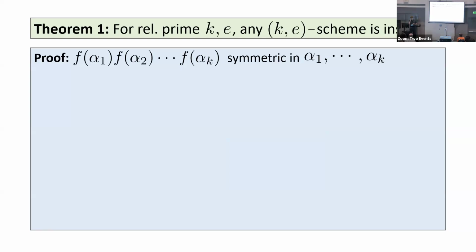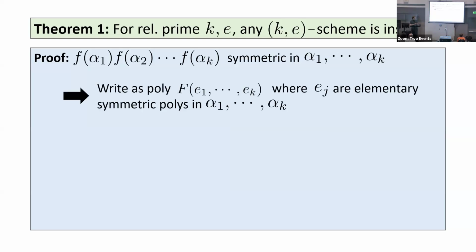Okay, so let's prove these. They're both relatively simple. Okay, so the first theorem. So we're going to have some supposed k, E scheme, where again, k is the degree of the polynomial defining the secret keys, and E is the value used for the E power residue symbol when you're decrypting. So f, recall, is this public polynomial where the roots that can decrypt are all roots of this polynomial.